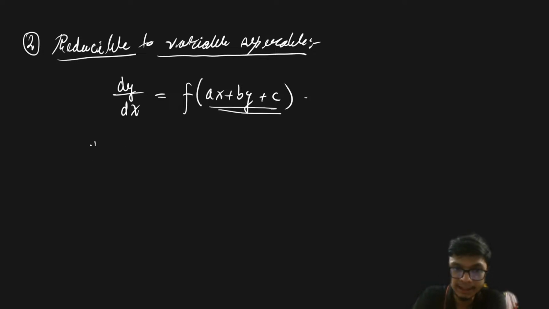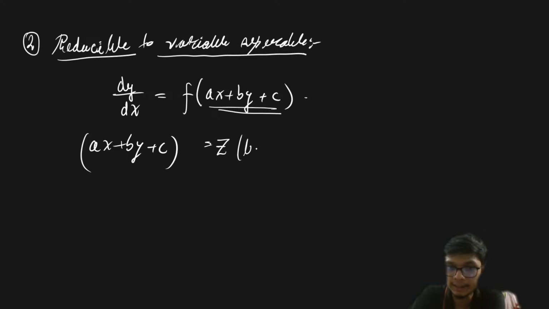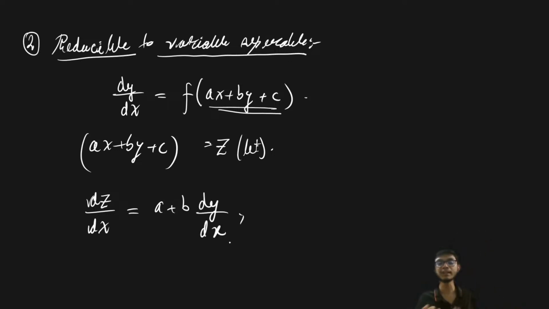For doing that, let us say I take this ax plus by plus c as some other variable z. Now if I differentiate z with respect to x, the result is a plus b times dy by dx. In spite of solving this differential equation in this form, where I am not able to simply separate out the variables, I am trying to replace that complex form with a simple form where I am able to separate the variables easily.